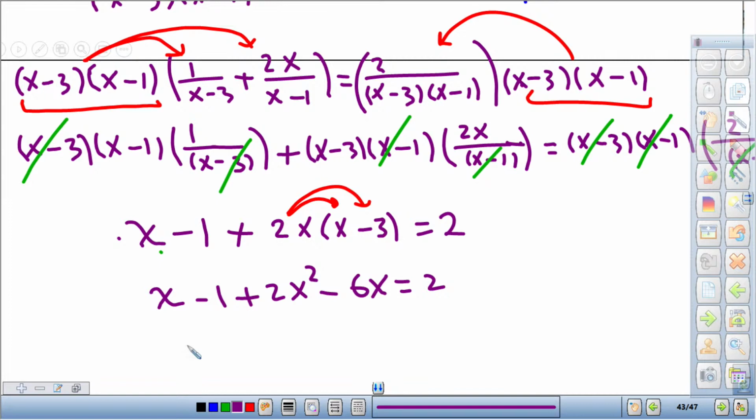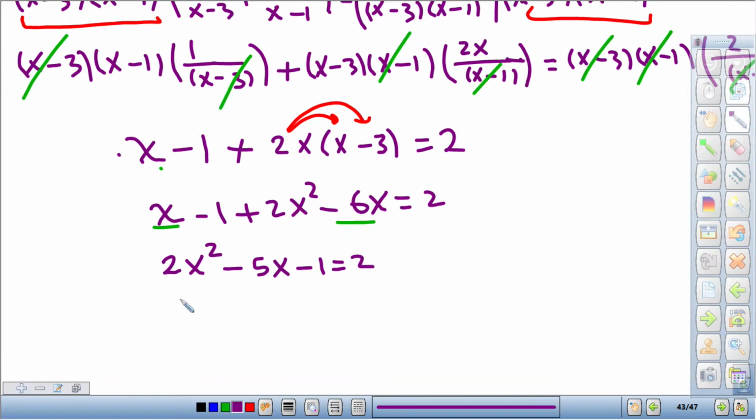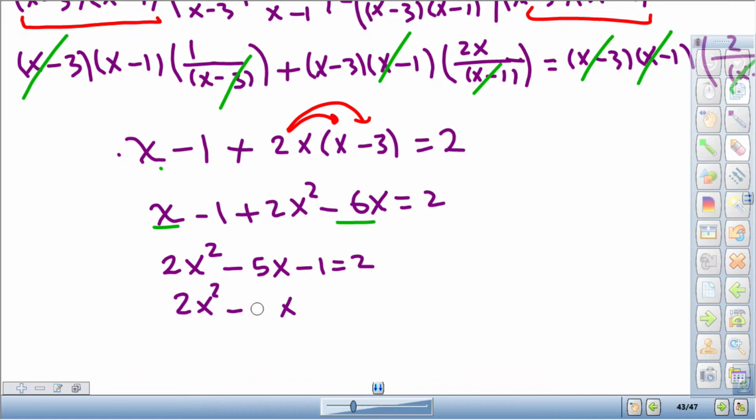And I'm going to just tidy up things a little bit here. This looks like a quadratic, 2x squared. And I've got x minus 6x's. How much is that? 5x's. And I've got minus 1 equals 2. Again, just tidy things up a little bit here. I've got 2x squared minus 5x, and then I have a negative 2, so subtracting, that's a negative 3 equals 0.